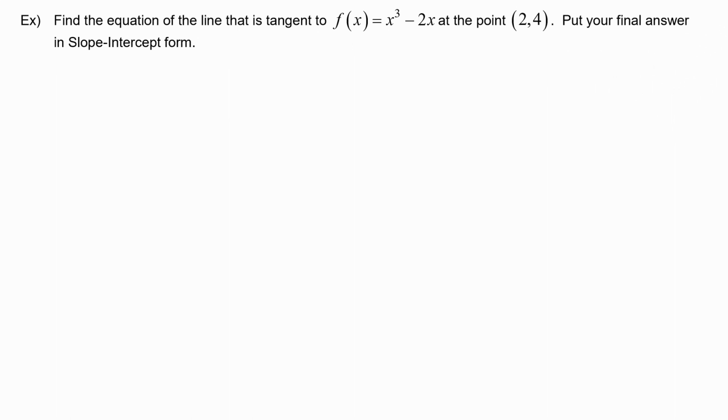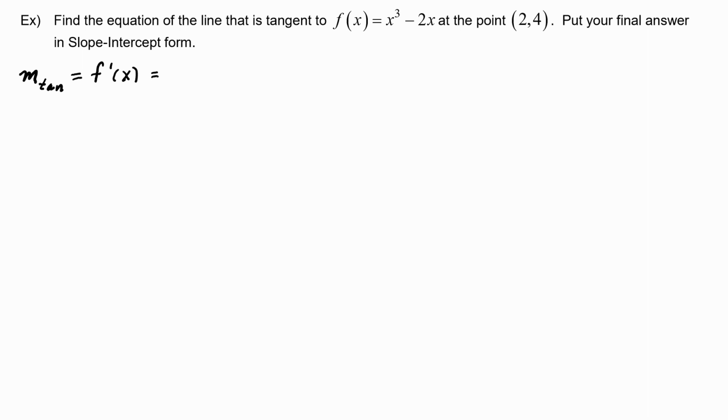In this example, find the equation of the line that is tangent to f of x equals x cubed minus 2x at the point 2, 4. Put your final answer in slope-intercept form. Now, to get the equation of a line, we need two things, a point and a slope. We already have the point, and we know that the slope of the tangent is going to come from the derivative.